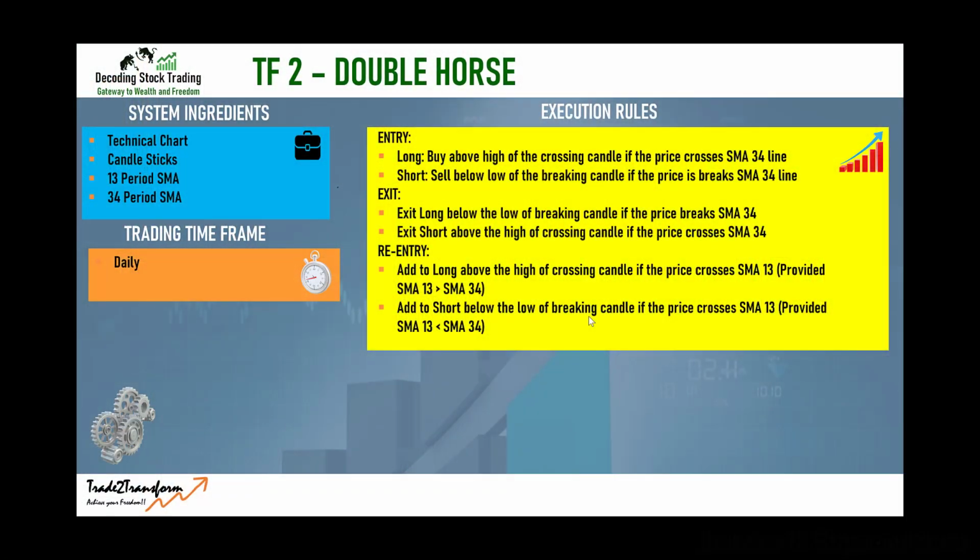And the reverse of that is short. Add to short below the low of the breaking candle if the price crosses the 13 SMA, provided the 13 SMA is below, lesser than SMA 34.